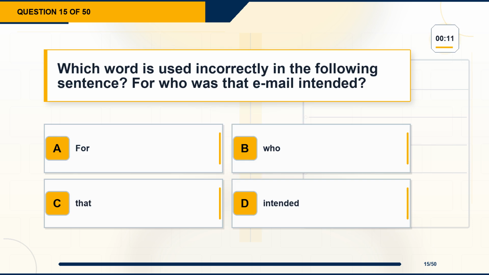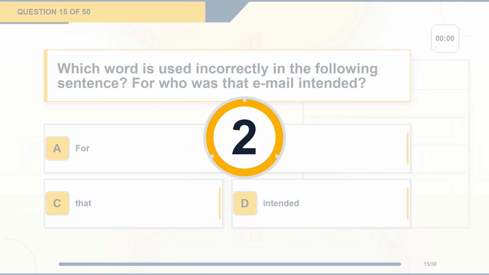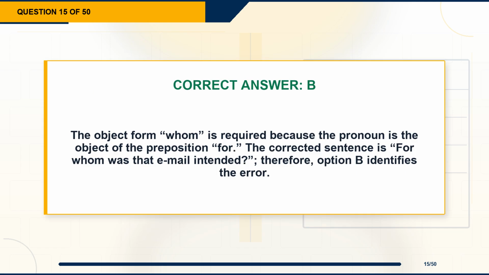Question 15. Which word is used incorrectly in the following sentence? For who is that email intended? Option A, for. Option B, who. Option C, that. Option D, intended. The correct answer is option B, who. Explanation. The object form whom is required because the pronoun is the object of the preposition for. The corrected sentence is for whom was that email intended. Therefore, option B identifies the error.